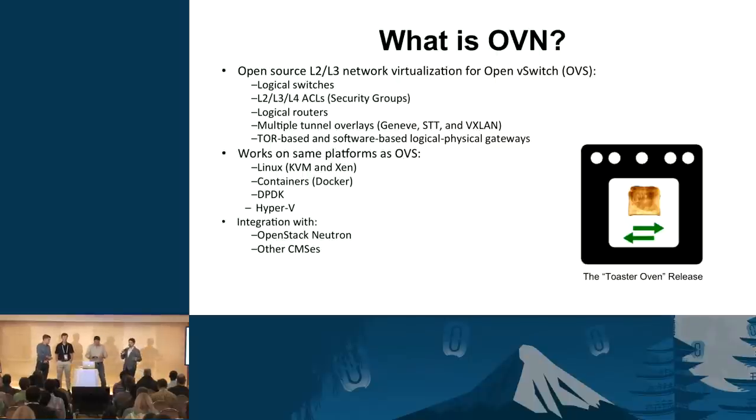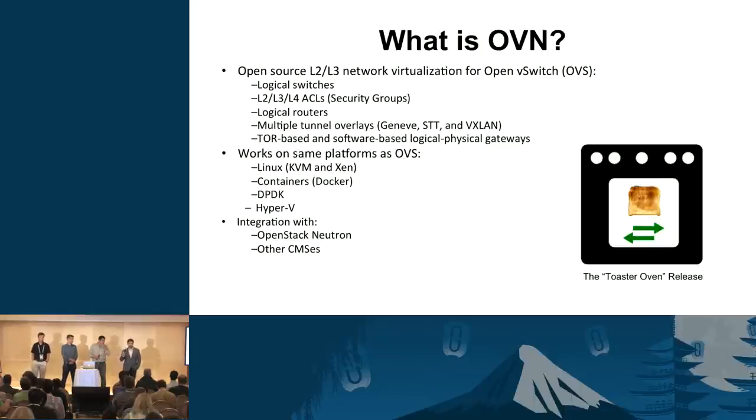All right, so now that we've got a little bit of background of why we're doing this, why OpenStack should care, what is it? This slide is a bit of a feature list, in a sense. It provides logical switches, that's your Neutron networks. It has the concept of layer 2 through 4 ACLs, which we use to implement security groups for OpenStack. It implements distributed logical routers. It supports multiple tunnel overlay protocols, and also supports top-of-rack-based logical-to-physical gateways, so physical switches that support being a VTEP endpoint as a gateway into physical networks. We have support for that.